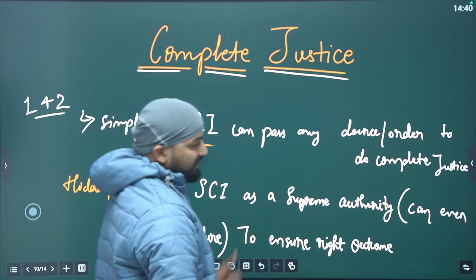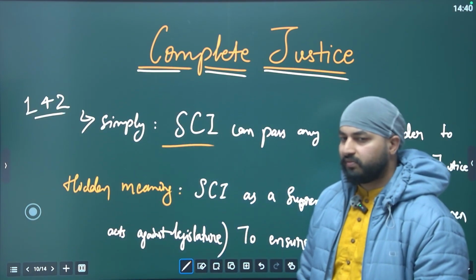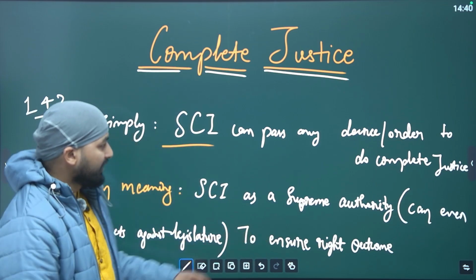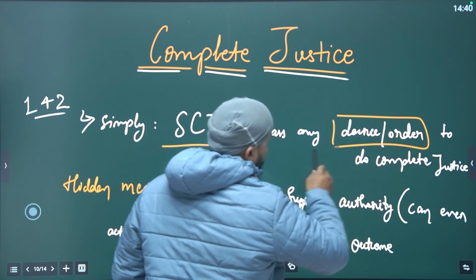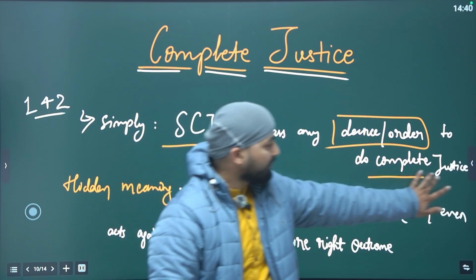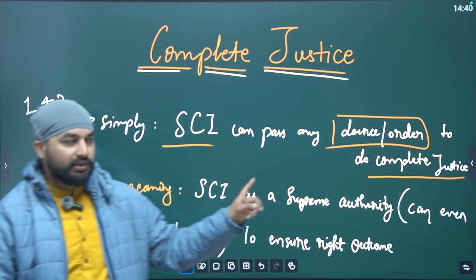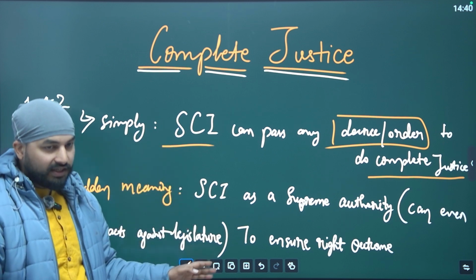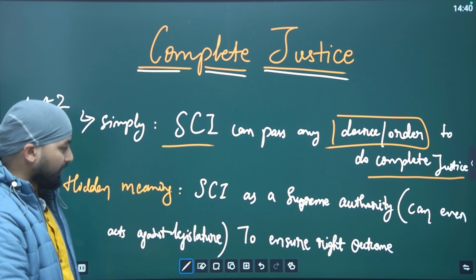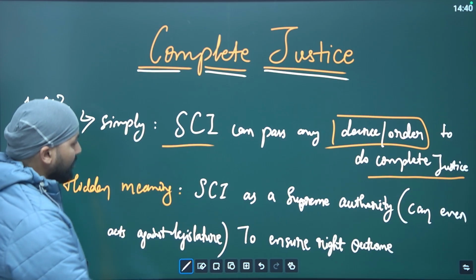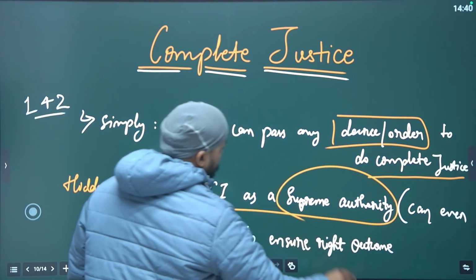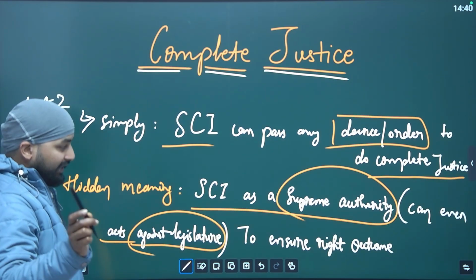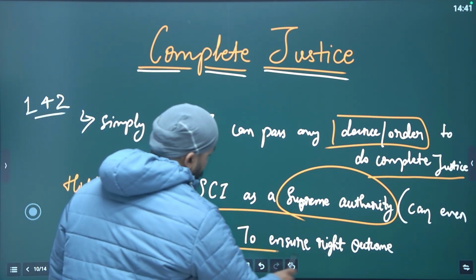As we have already discussed, this court has the power. The Supreme Court of India has power to do anything regarding judiciary. But here we'll understand this power to pass decree or order, in terms of doing complete justice, will actually enable the court to correct legislative actions also. It is not specifically written, but this means it. Okay, we will see the judicial developments also. Supreme Court as the supreme authority can even act against legislature when needed to do complete justice to ensure the right outcome.